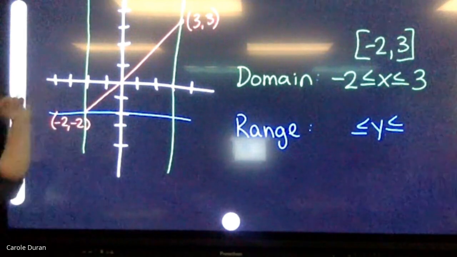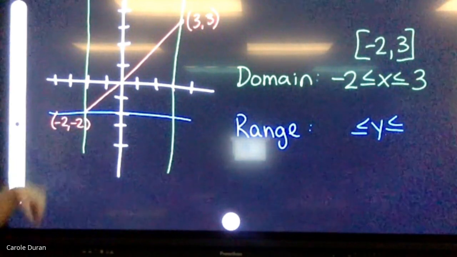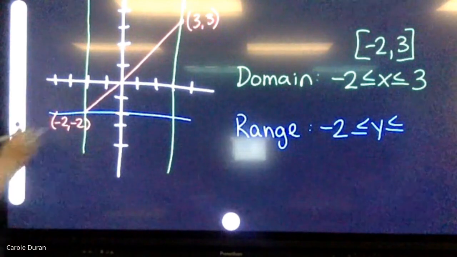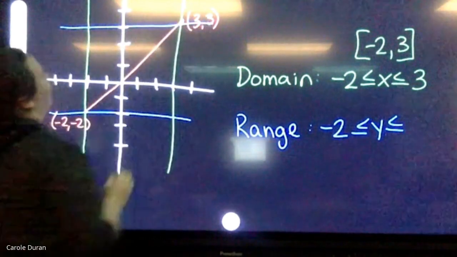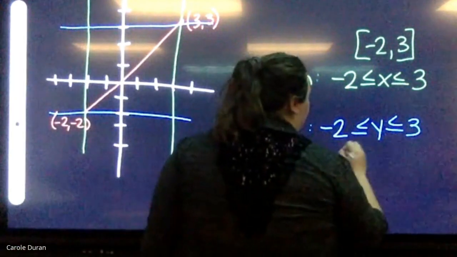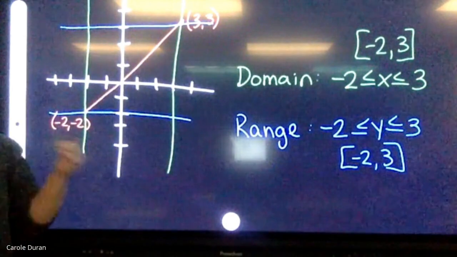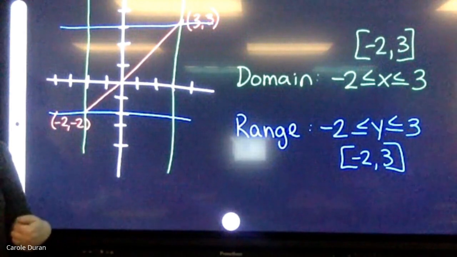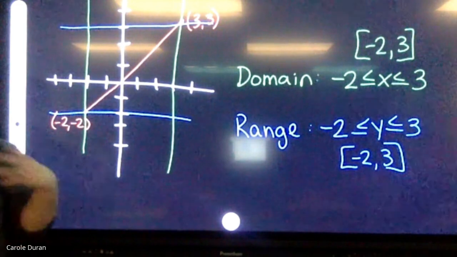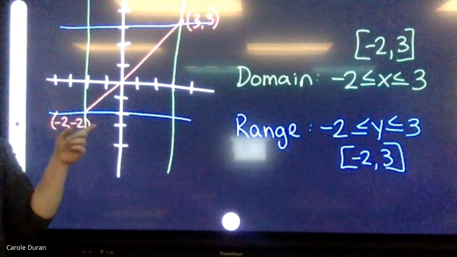So I go bottom to top. What is the lowest y value I had for this function? -2. So that is the left part of the interval. Then I follow it up. What was the highest y value I had for this function? 3. So my range goes from -2 to 3, just like my domain did, except my domain were x values and my range are y values. Do we see what I'm talking about here? We're essentially creating the box that encompasses my entire graph. And that's what I've done here.